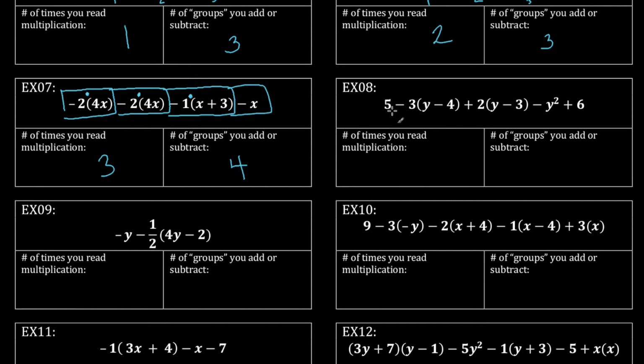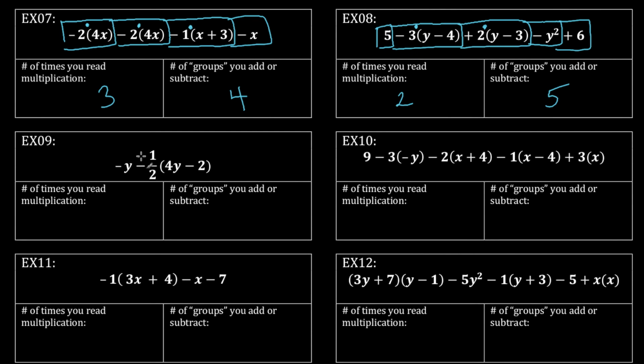Example number 8 reads 5 minus 3 times y minus 4 plus 2 times y minus 3 minus y squared plus 6. That's 2 multiplications. So I start off with 5, and I take away 3 times y minus 4, and then I add 2 times y minus 3, and I take away y squared, and I add 6. So there are 1, 2, 3, 4, 5 groups.